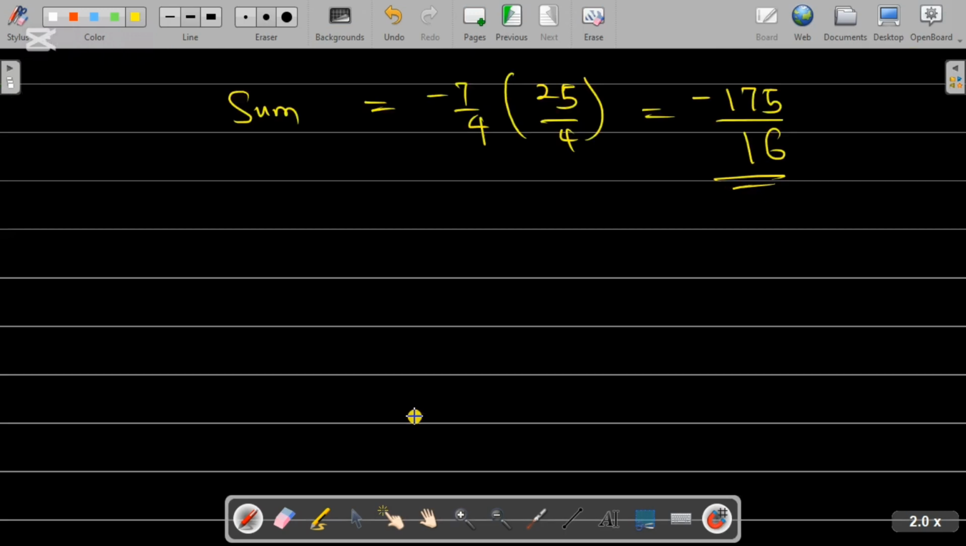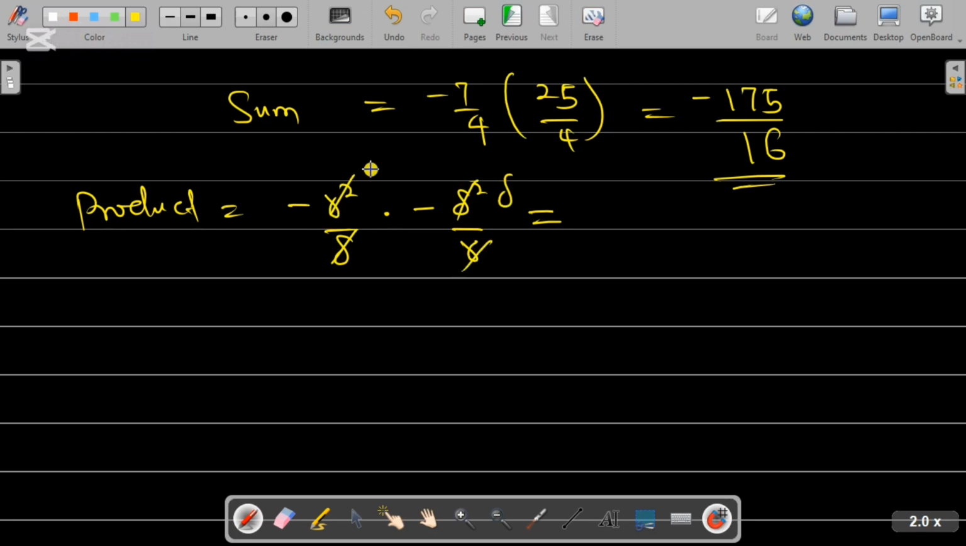And then what about the product? The product is going to be minus gamma squared over delta multiplying minus delta squared over gamma. Of course, minus minus will be plus, so this is going to take away 1 here, while this one will take away 1 here. So we'll finally have gamma times delta, which is gamma delta, and that we said is equal to 2, and we are done.